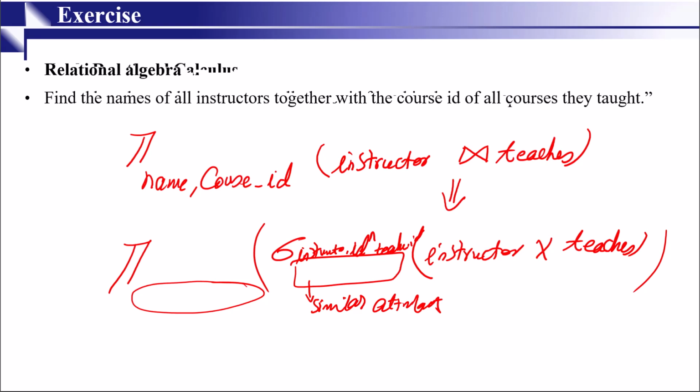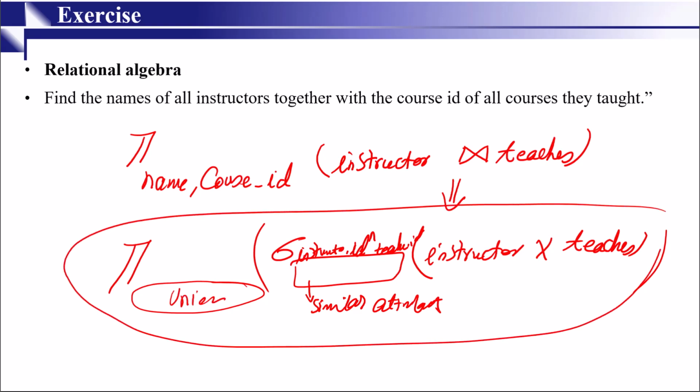Then we can say union. Then out of all, I will take out name and course ID. In this way, all instructors will be printed together with their course ID of all courses they taught.